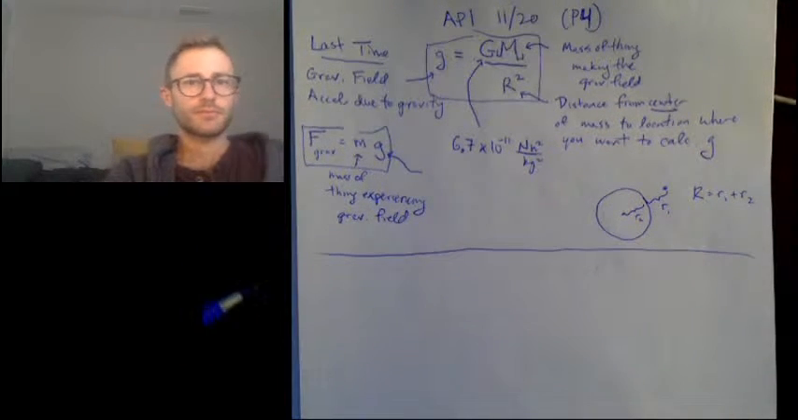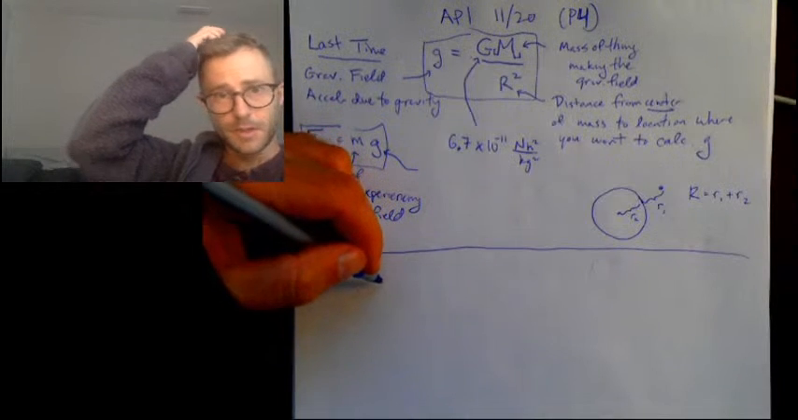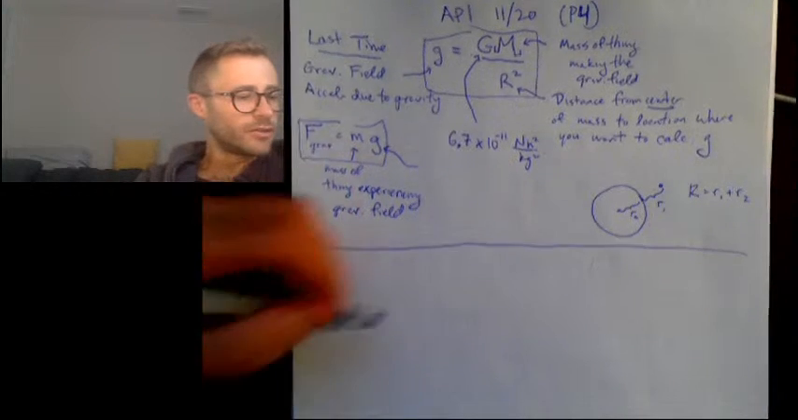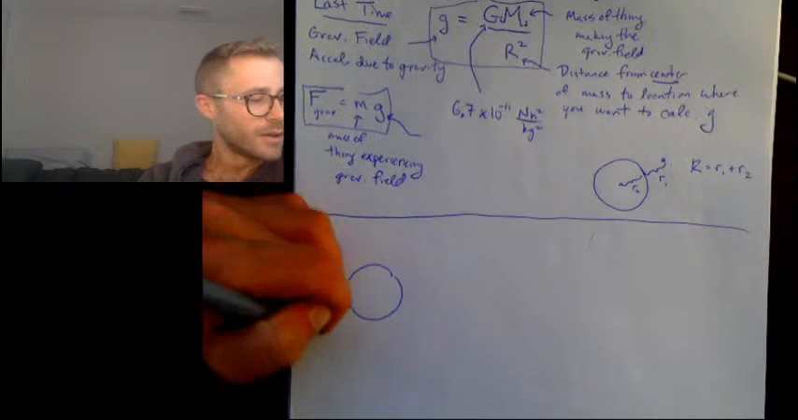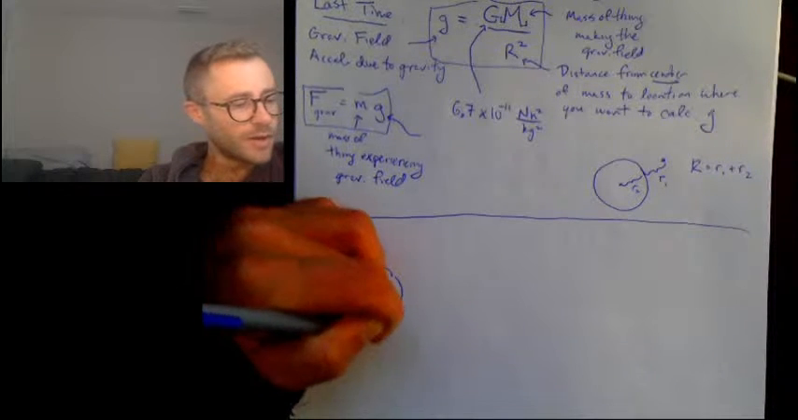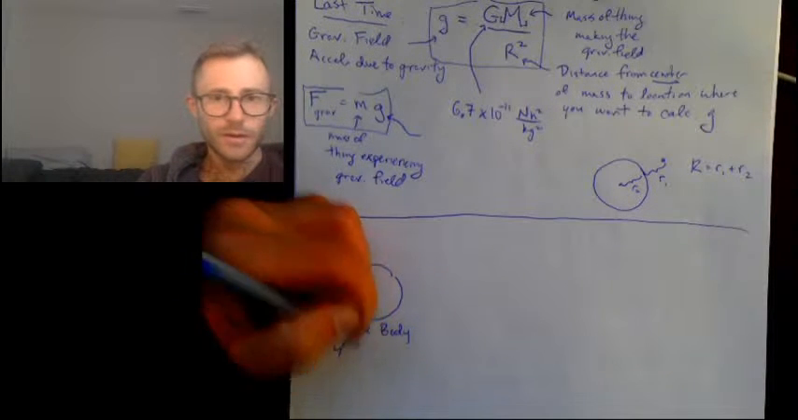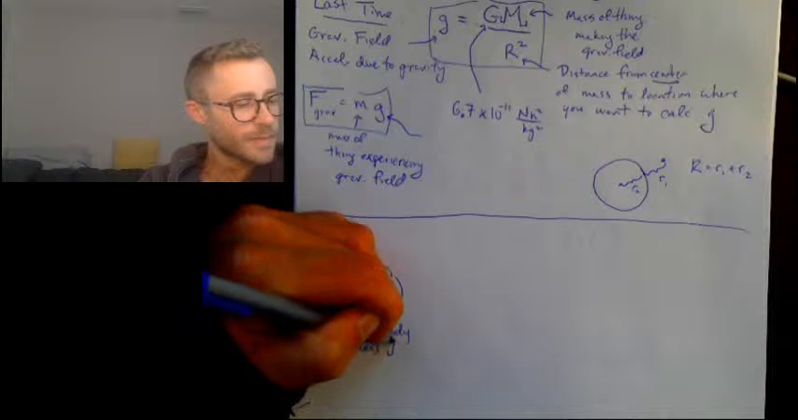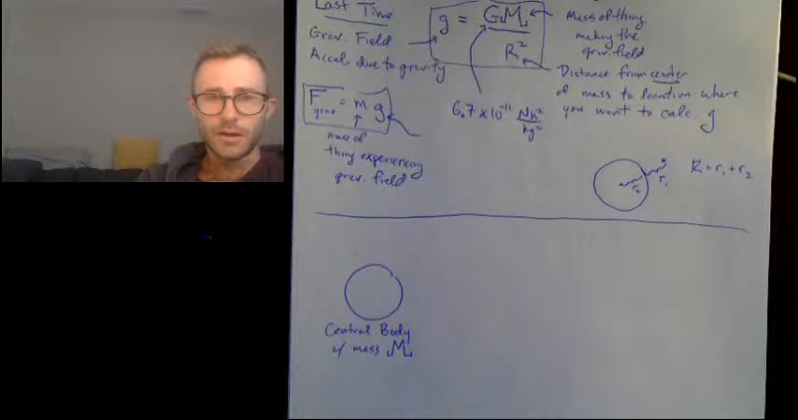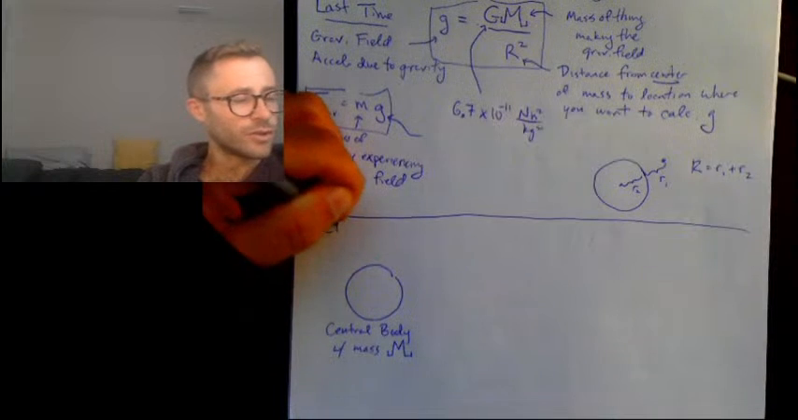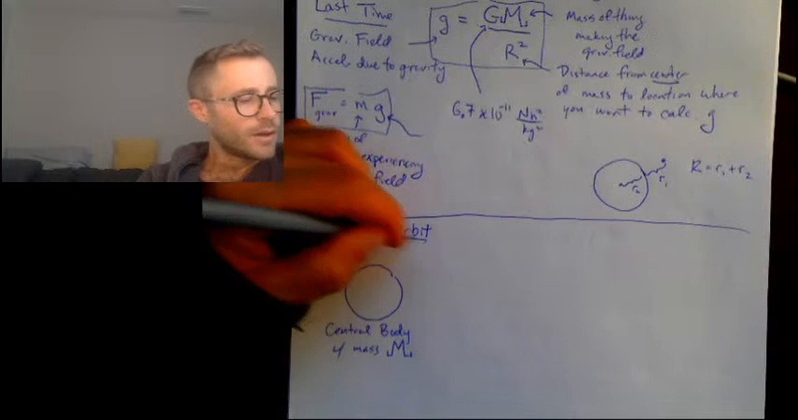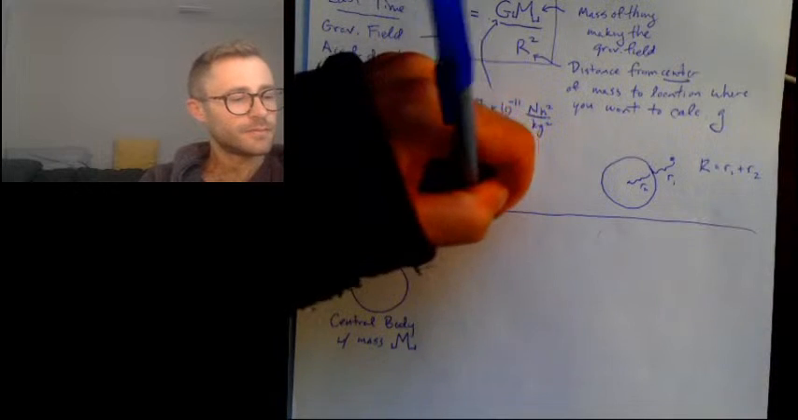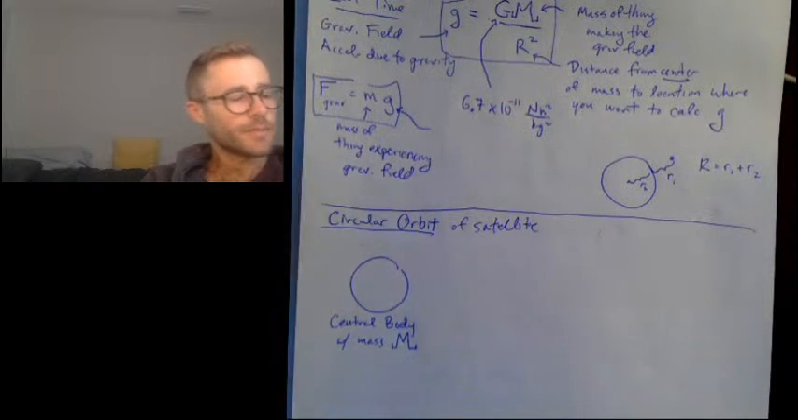So here's the scenario. Okay? The scenario is you have a planet or a star, or you have some central body. So this is a central body with mass big M. Okay? And then we are going to consider a circular orbit of a satellite about the central body.